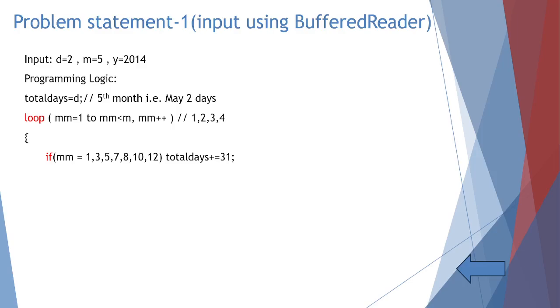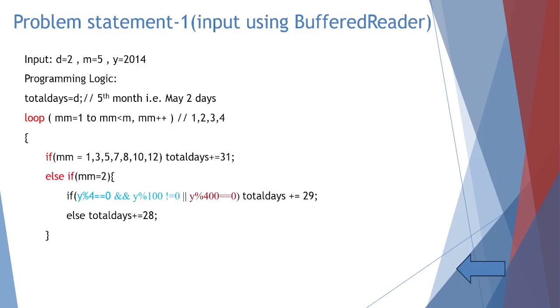So the first if condition matches if mm is equal to 1 or mm is equal to 3 and so on and so forth. totalDays += 31. Add 31 to the existing total days. Total days has 2 already. So January added 31. Now this if else construct is a ladder. It means if the first one is true, it comes out of the ladder, goes to mm++.